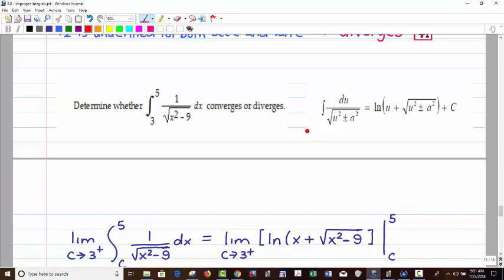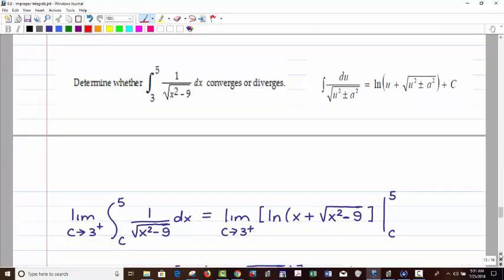But this one I think I would give. Let's take a look at it. Or more likely, maybe I'd flip it around, make it 9 minus x squared, and make it arc sine or something. So let's follow this formula. The discontinuity is at the lower limit. The 3 makes that 0, so that's a plus written right here. So it's the integral from c to 5, as c goes to 3 from the right.